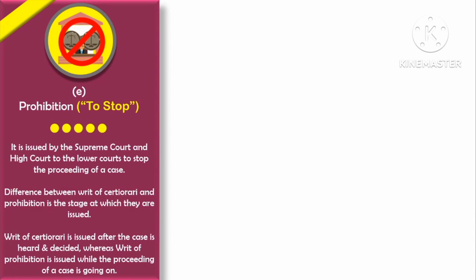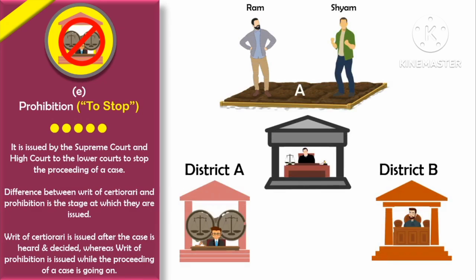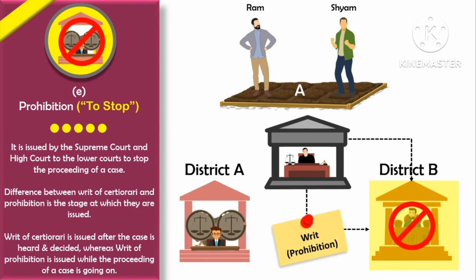If the higher court finds in the middle of the proceeding that the lower court is acting outside its jurisdiction, then the higher court, that is the Supreme Court or High Court, can issue a writ of prohibition to stop the proceeding of the case. As we saw in the previous example about the land dispute, if Shyam appeals to the higher court in the middle of the proceeding, then the higher court can issue a writ of prohibition to stop the proceeding.